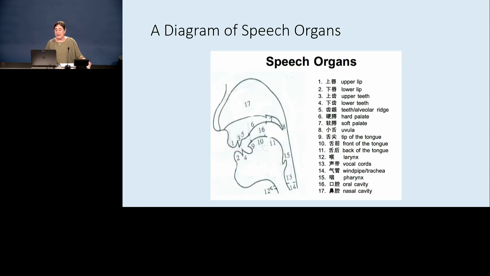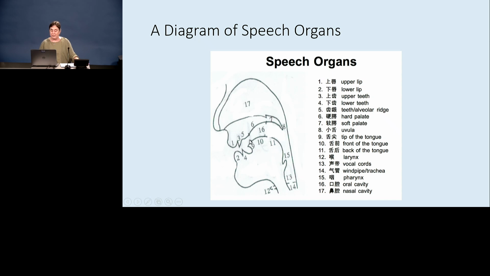Here, just to give you a sense of what we're talking about, are the parts of the mouth. So here are the lips. This is the lips. And then you see underneath we have teeth, upper teeth, lower teeth. That's this dental part, right? When we talk about dental sibilants, you think about your teeth.